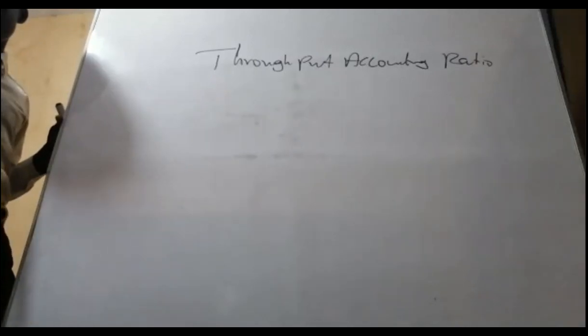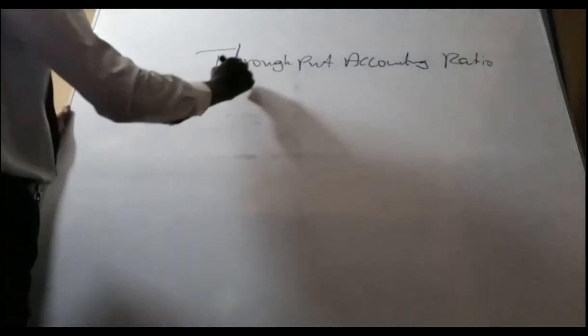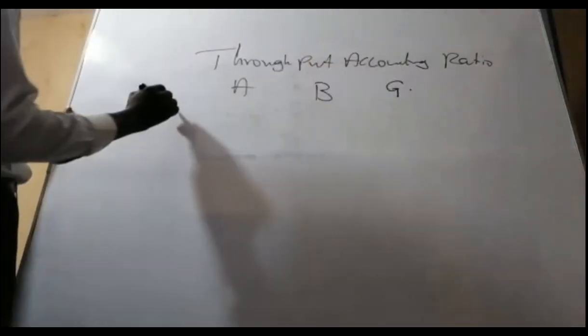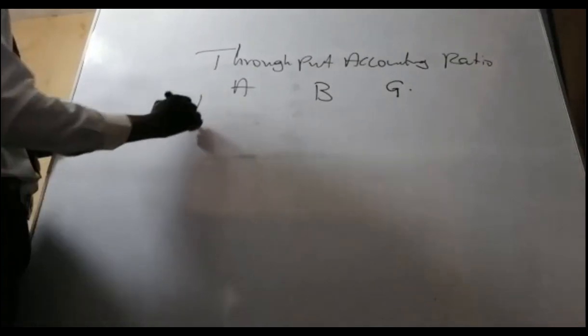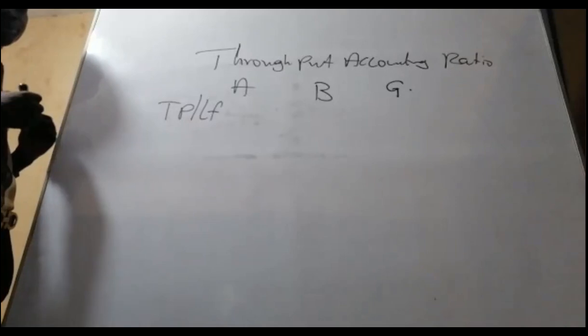Great. Now we have alpha, we have beta, and we have gamma. So step 1, throughput per limiting factor. Let's write throughput per limiting factor. The throughput per limiting factor, we know it already.